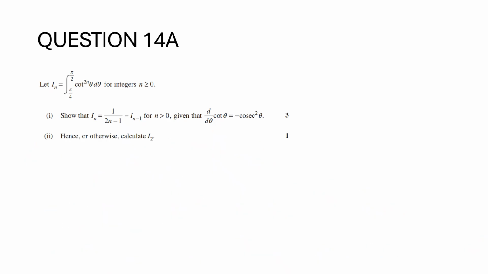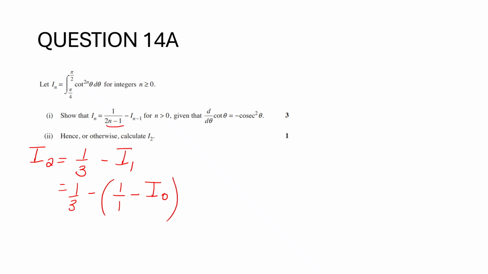Part 2, hence or otherwise, calculate I_2. So I_2 is equal to 1 over 3, take away I_1, which is equal to 1/3, take away, and I_1 is 1 over 1, take away I_0, which is equal to 1/3, take 1, plus I_0. I_0 is the integral between pi on 4 up to pi on 2 of cot to the power of 0 theta d theta.